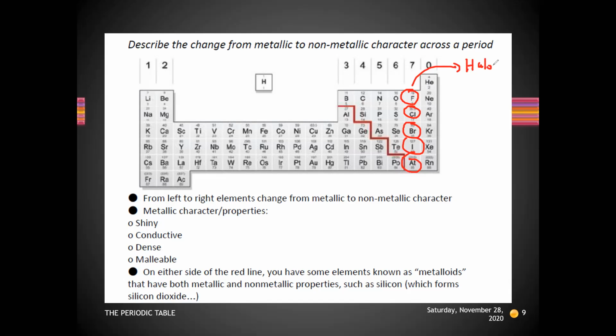What is the reason why we call them halogens? Because the term halogen means salt former. When they react with a metal, they always form a salt. That's why we call them halogens.